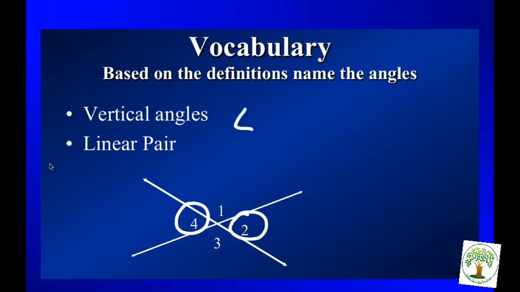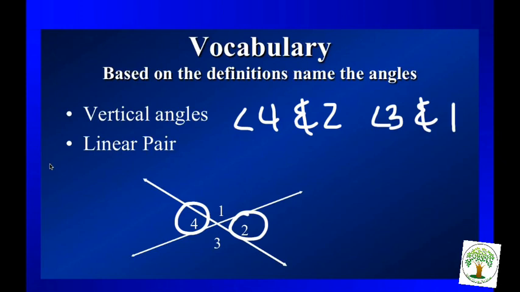So vertical angles here, we have angle 4 and 2. What else? 3 and 1. Those are the ones that are right across from each other. We're going to talk about a relationship that they have with each other in a little bit. Oh, do we put that next to vertical angles? I would, yes, definitely put that in there.